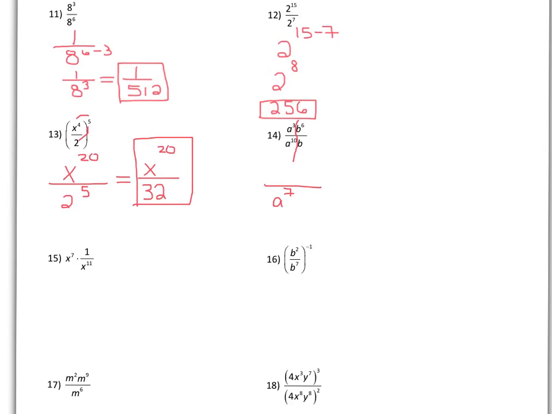B to the 6th over b is like b to the 6th over b to the 1st. Top wins, therefore we're left with b to the 5th. I cannot do anything more because they are different bases.